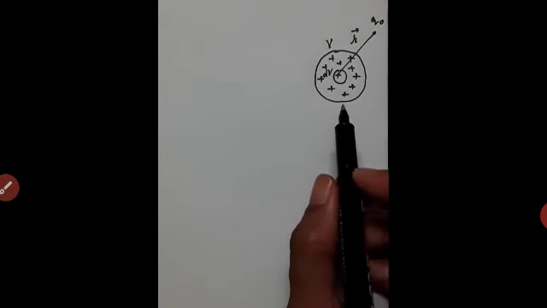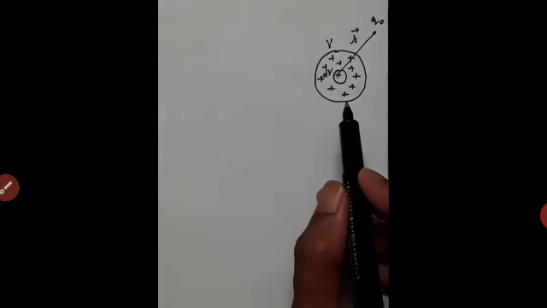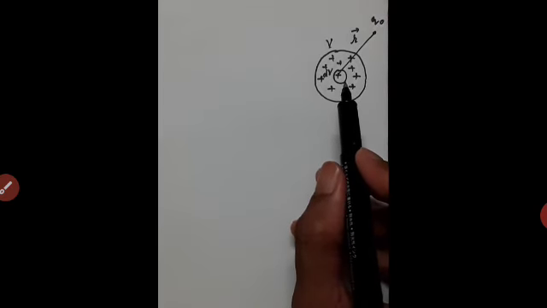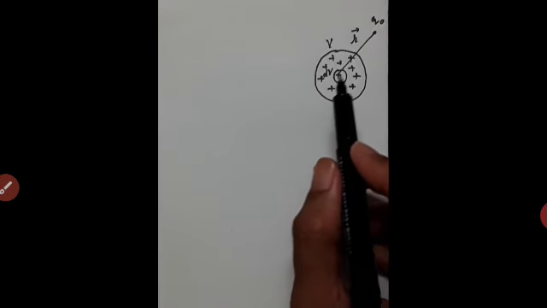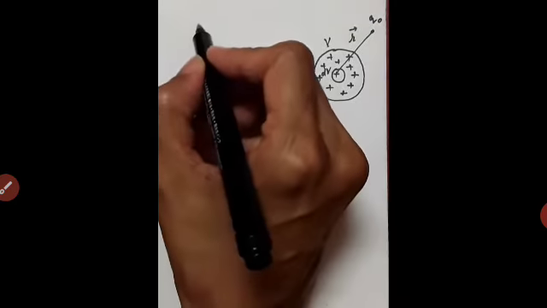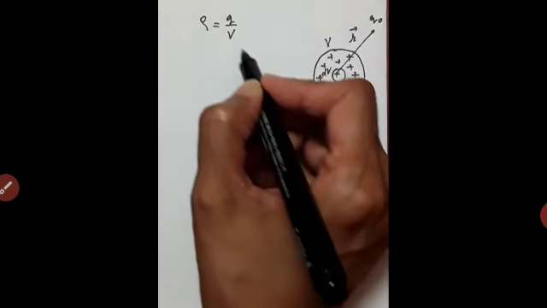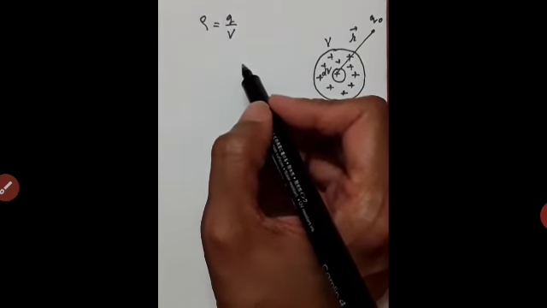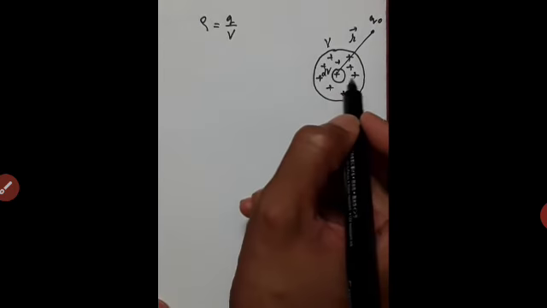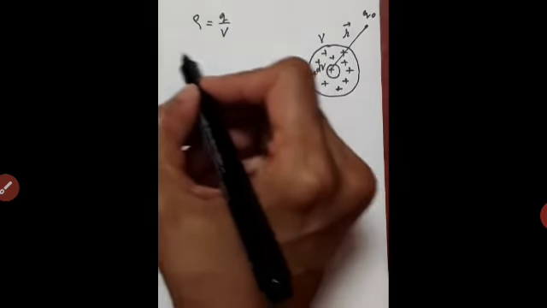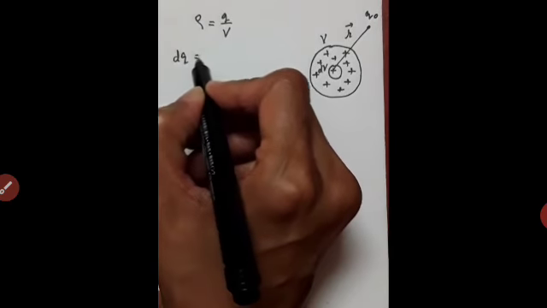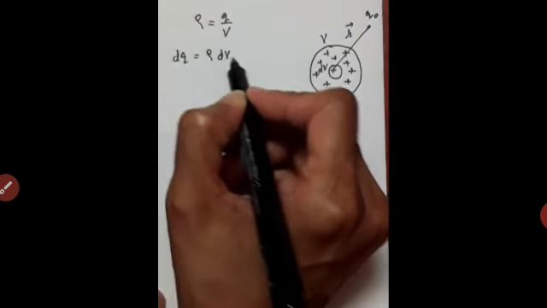Now consider the volume charge distribution. This is a sphere of volume V over which charge is uniformly distributed. We consider a small element of volume dV which is located at a distance r from the charge Q naught. Here we define the volume charge density given by rho, which is equal to Q upon V. It is the charge per unit volume, called the volume charge density. Now for the small volume dV, the amount of charge present is dq, which is given by rho into dV.